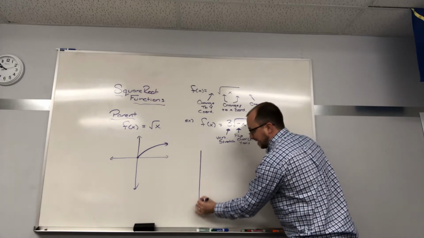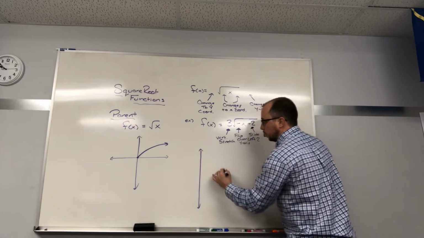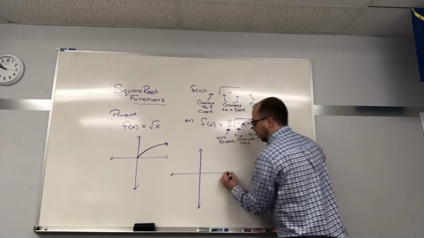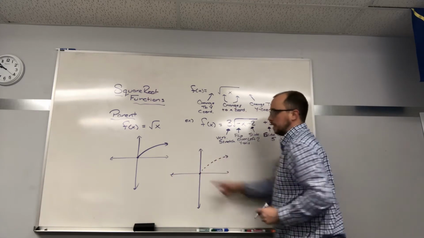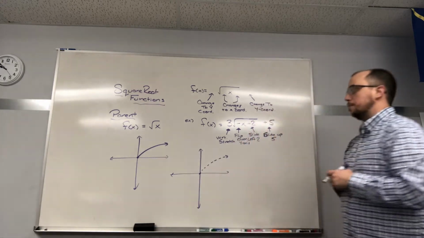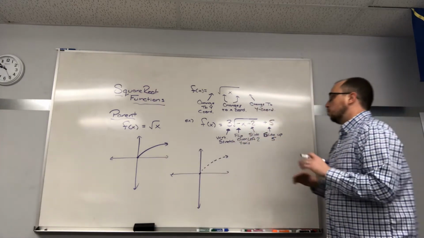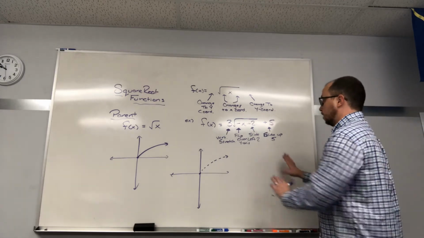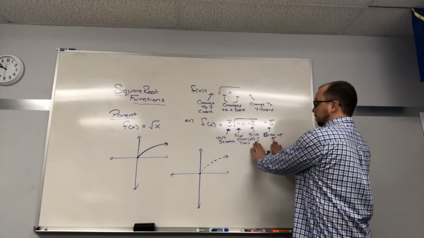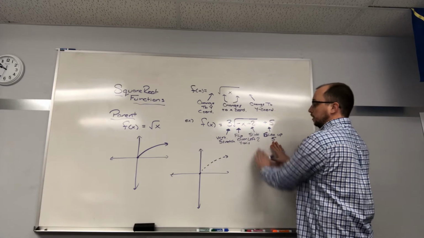Now, let's talk about what this looks like. Remember I said, for the purposes of what we're doing, we're going to draw basically the parent and we're going to shift it. So the parent starts here and goes up and to the right, just like it did over here. It's the exact same thing, going up and to the right. We said that we want to do these shifts in a specific order. We want to do any slides first. So I'm going to deal with my slides first. I'm going to slide this up 5 and left 2.